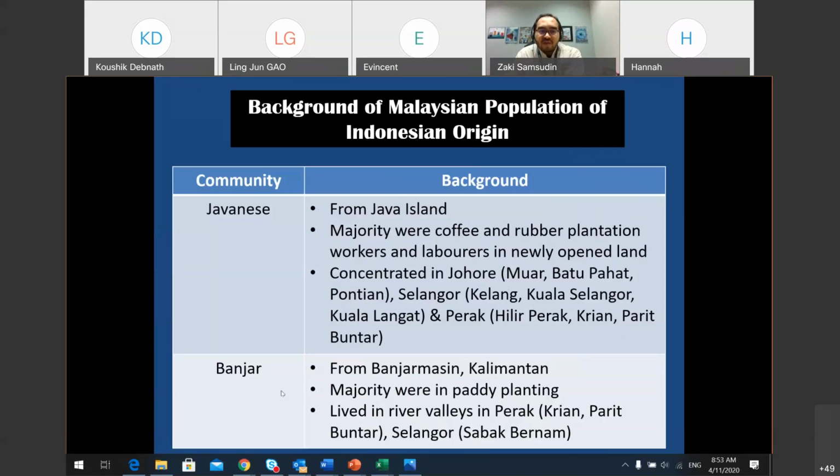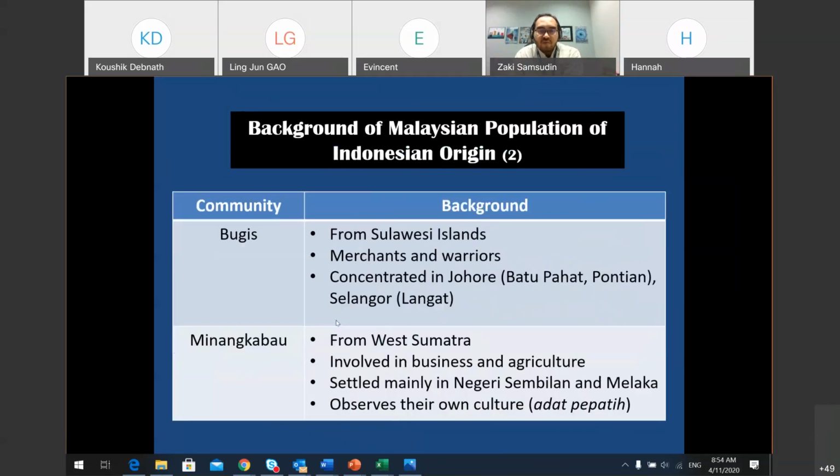The Banjar people, they came from Banjarmasin, Kalimantan. Kalimantan is in fact in Borneo Island, which is the island where Sabah and Sarawak belongs to. Right? If you can recall back, Sabah and Sarawak is in the northern part or the top part of Borneo Island. The lower part of the Borneo Island is the area called Kalimantan, which belongs to the Republic of Indonesia. So the Banjar people can be found in the areas as stated over here, in the river valleys in Perak, in Selangor. And then you have the Bugis community.